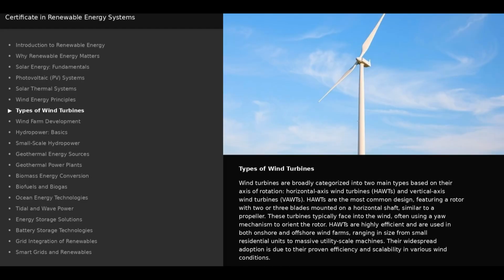Types of wind turbines. Wind turbines are broadly categorized into two main types based on their axis of rotation: horizontal axis wind turbines, HAWTs, and vertical axis wind turbines, VAWTs. HAWTs are the most common design, featuring a rotor with 2 or 3 blades mounted on a horizontal shaft, similar to a propeller. These turbines typically face into the wind, often using a yaw mechanism to orient the rotor.